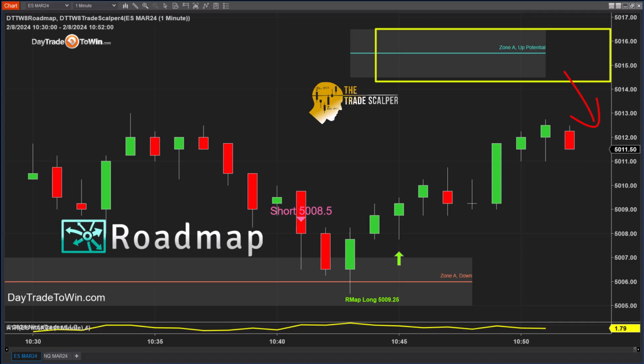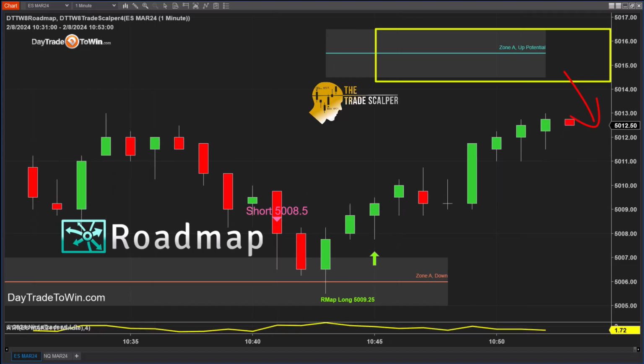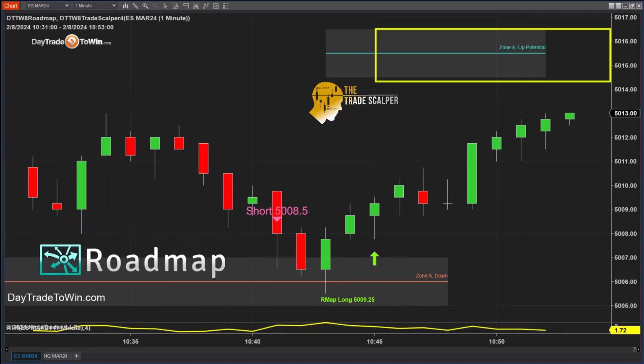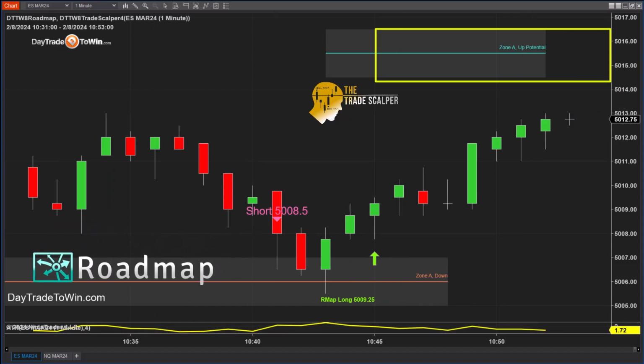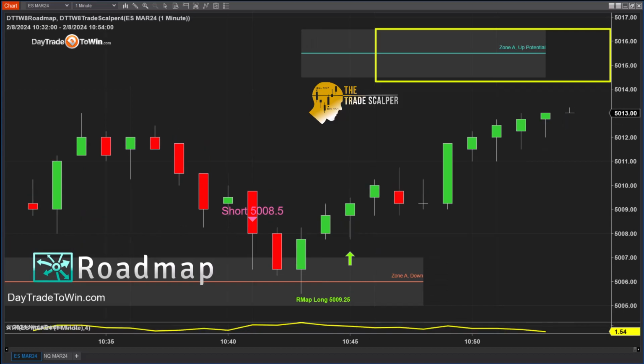Now, if it doesn't, remember, that's okay. It's not always going to reverse off of it, but I'm going to wait until it breaks through to the other side. So once it hits, for example, 5,017, 5,016.50, once it starts pushing through, that's my trigger to go long, because at that point, the zone is no longer holding. So that's what I'm after.